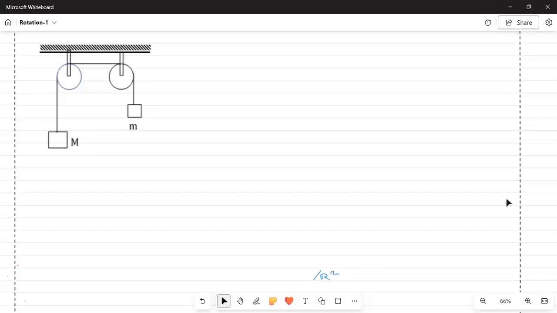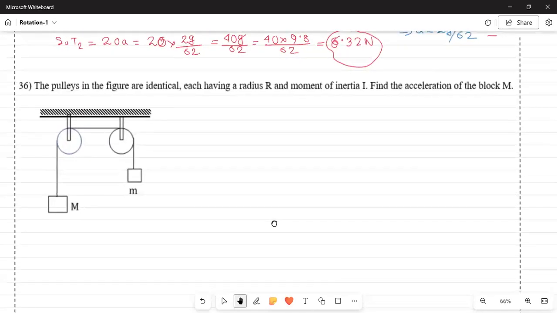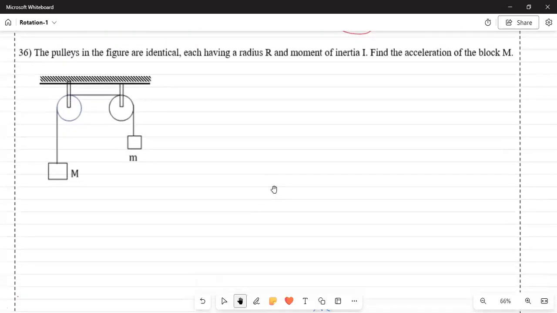Let's take this problem. This problem says that the pulleys in the figure are identical. Both pulleys are the same, and both of them have radius r and moment of inertia I. Find the acceleration of the block M.